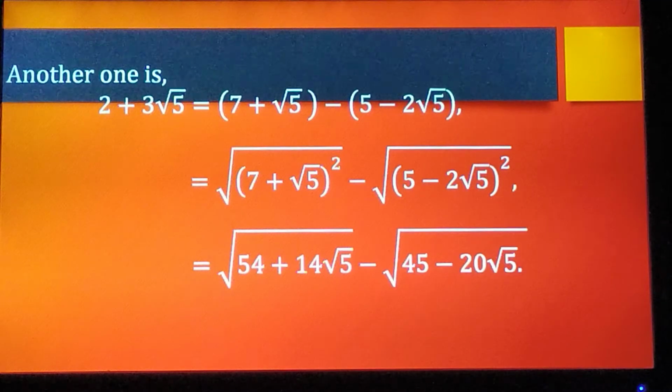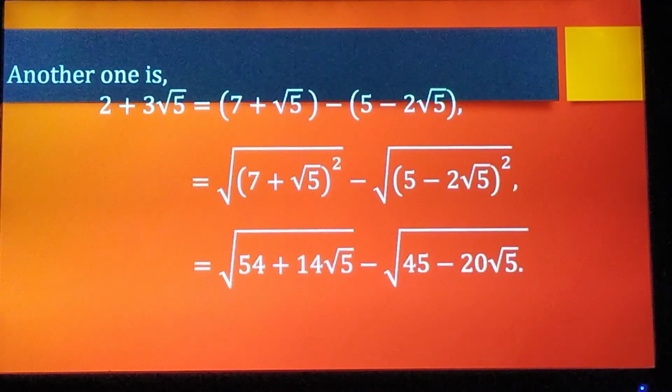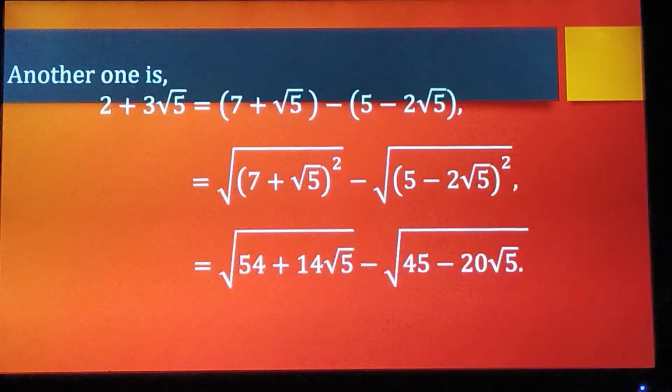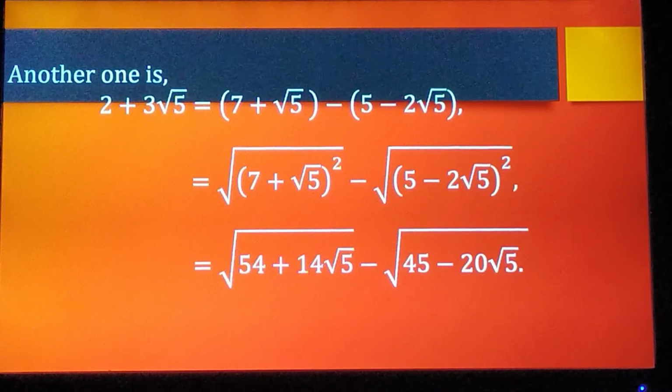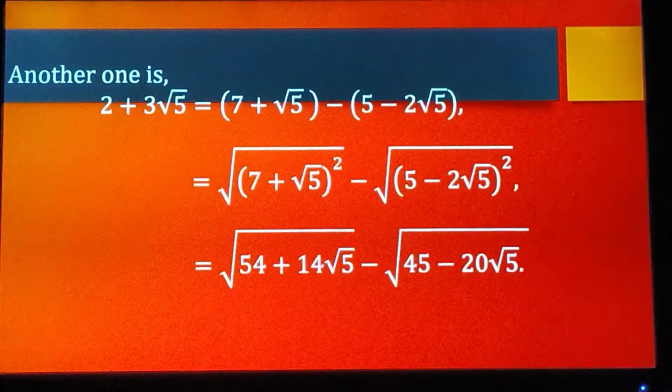And so using the squaring and the square root process or operation, we have this simplification problem: square root of 54 plus 14 square root of 5 minus square root of 45 minus 20 square root of 5, whose answer should be 2 plus 3 square root of 5.